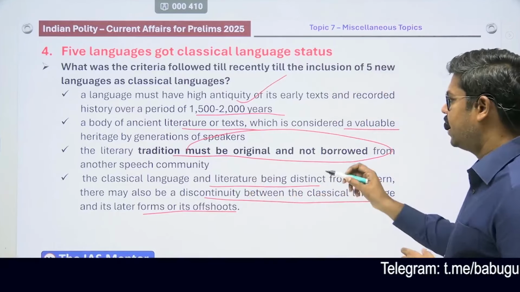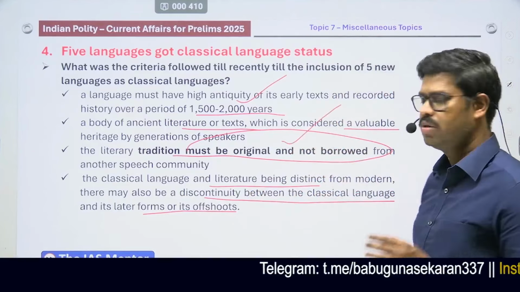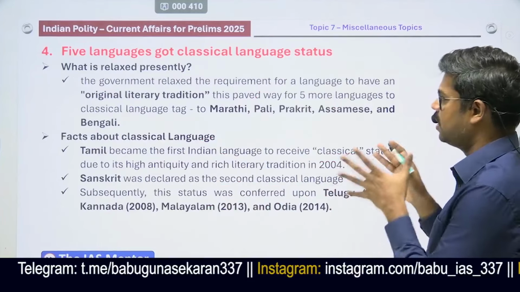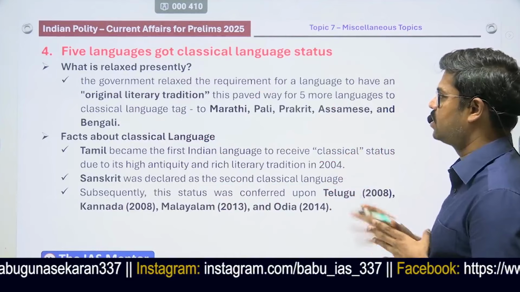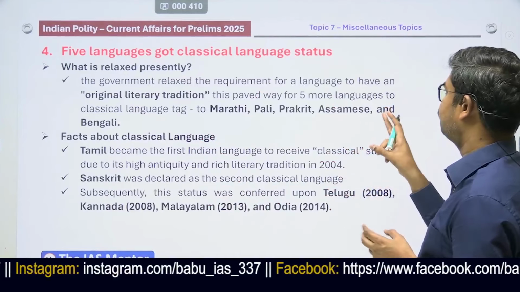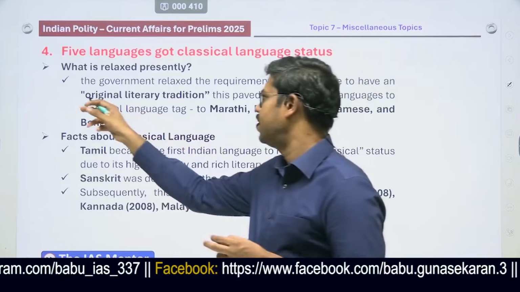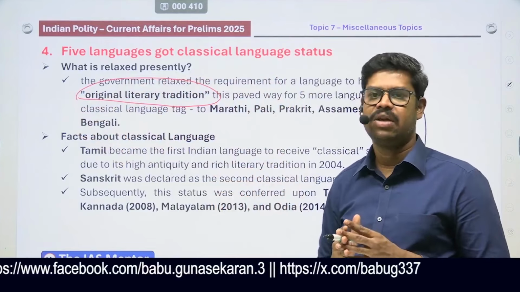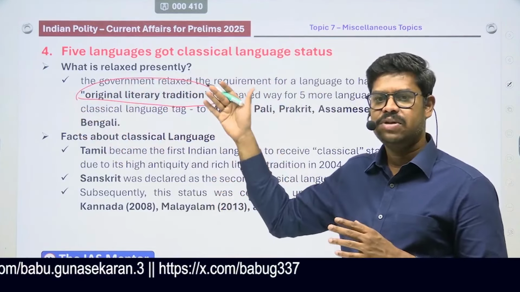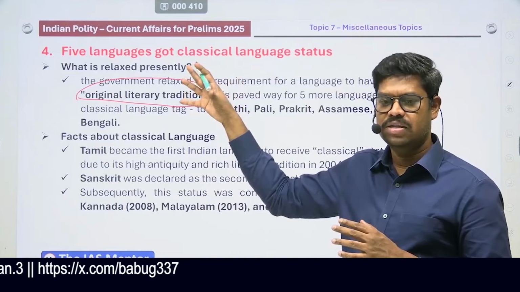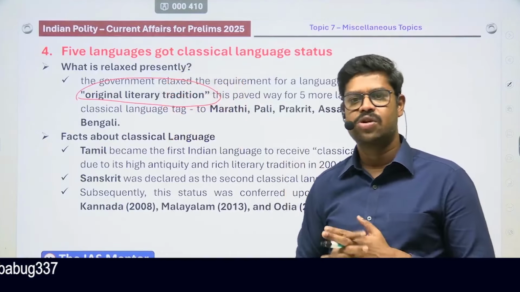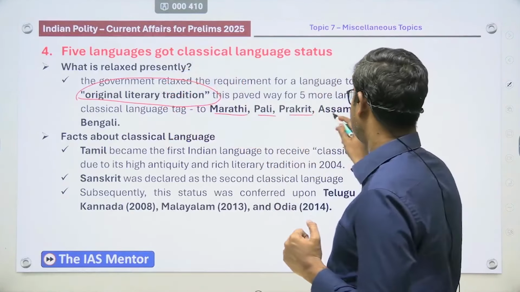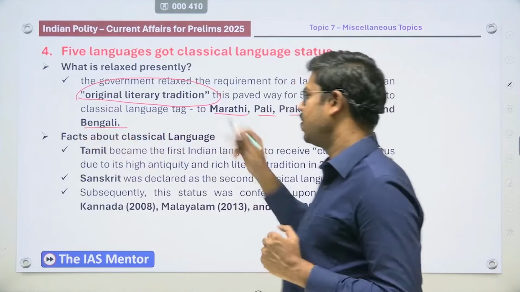Now, if you see, the tradition must be original and not borrowed. That means any language should have its own tradition and not borrowed from other languages. Now, exactly this particular condition has been relaxed. The government relaxed the requirement for a language to have an original literary tradition. So even if this criterion is not met, they can still be given the classical language status. The experts say that this is not very important and has to be relaxed. Therefore, other languages can also be conferred classical language status, based on which Marathi, Pali, Prakrit, Assamese and Bengali have now been given the classical language status.